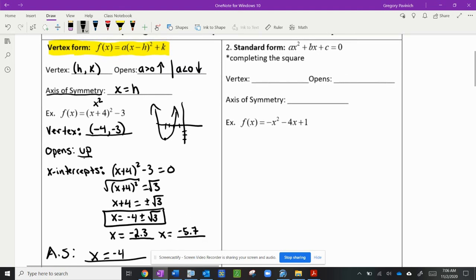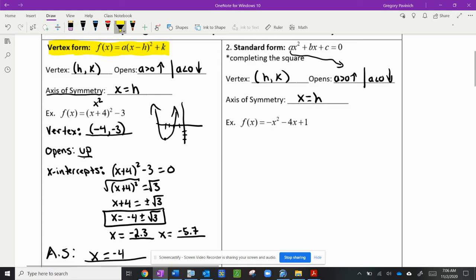Now, standard form is a little bit harder. We're going to first learn by completing the square. So there's 2 ways we're going to learn in standard form. And my vertex is still going to be h comma k. And my opening is still going to be the same. When we're talking about the A, we're still talking about that A right there. It doesn't matter what form it's in. And then my axis of symmetry is x equals h.